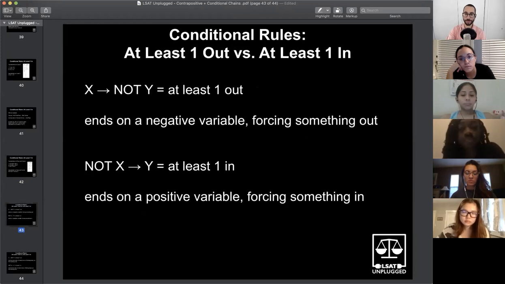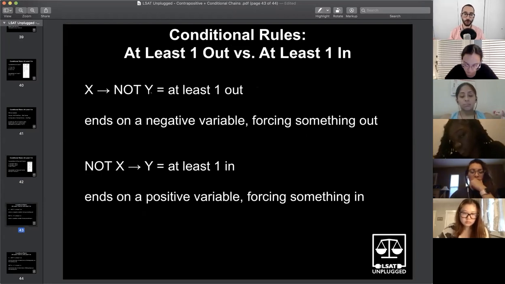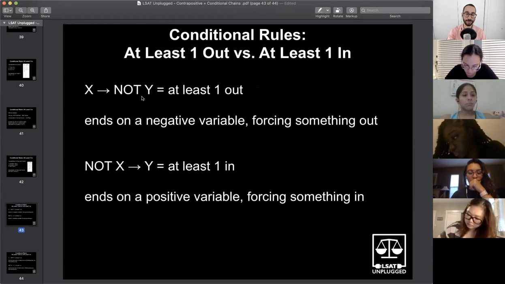All right, so just putting them side by side. The at least one out is when we start with a positive and end with a negative. So the position of the variables around the arrow with regard to positivity and negativity determines everything. If we start with positive and end with negative, that is the conflict. That is at least one out, and that is the easier concept to get. When we end on a negative, we are forcing something out.